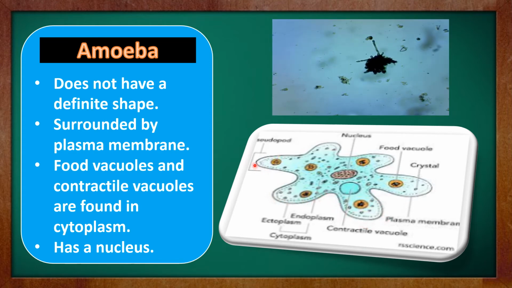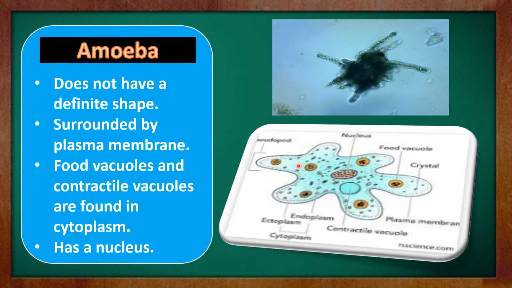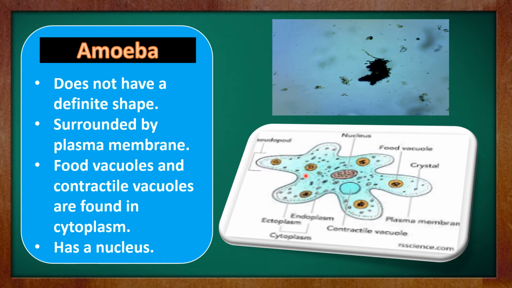As we all know, the cell membrane controls anything that goes in and out of the cell. Next, food vacuoles and contractile vacuoles are found in the cytoplasm. I don't know if you can still remember, the cytoplasm is like the floor of our house where we put our things, our table, chair, or couch. Those table and chair are the cell organelles, and the floor is the cytoplasm. The same with the amoeba. So this is the cytoplasm.